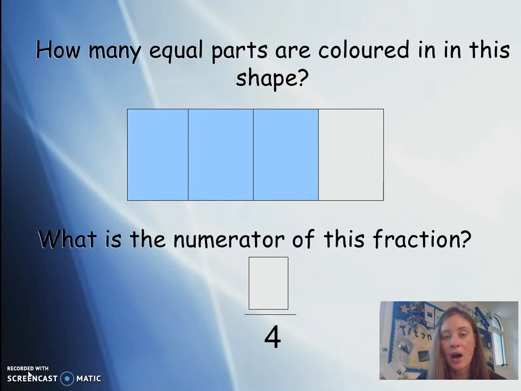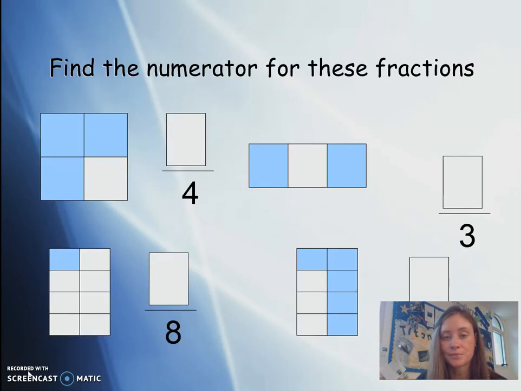How many parts are coloured in this shape? What is the numerator of this fraction? 3, because 3 equal parts have been coloured. We call this fraction 3/4. Can you find the numerator for these fractions?